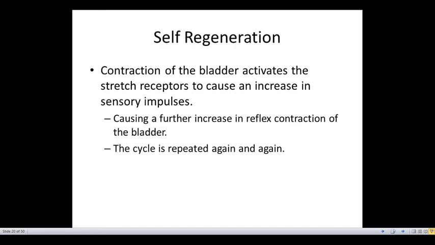Once a micturition reflex begins, it is self-regenerative in nature. That is, initial contraction of the bladder activates the stretch receptors to cause an increase in sensory impulses, causing a further increase in reflex contraction of the bladder. And this cycle is repeated again and again until the bladder has reached a strong degree of contraction.